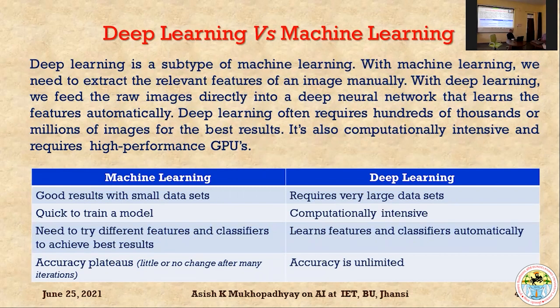Machine learning gives good results with small datasets, is quick to train, and you need to try different features, but accuracy plateaus. After two semesters it remains flat with no more accuracy. But with deep learning, accuracy keeps improving: the more images you supply, the more accuracy, and very large datasets can be handled. It is very computationally intensive, and it automatically learns the features and classifies.